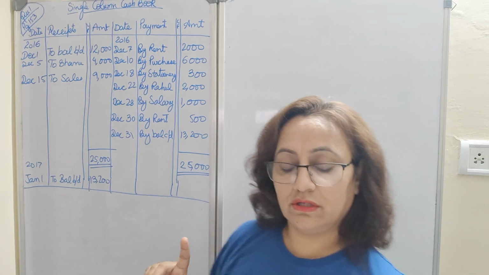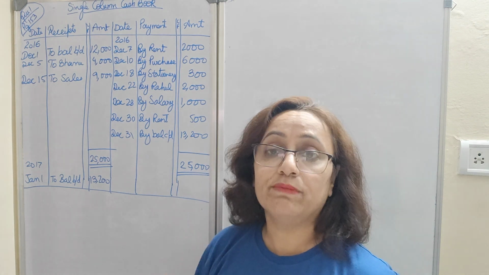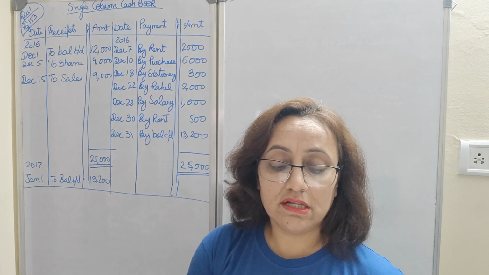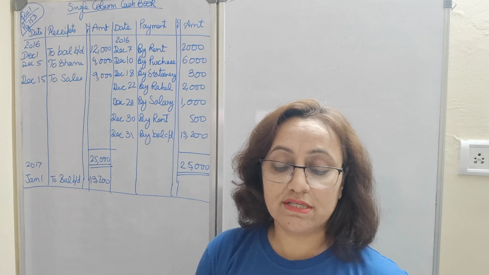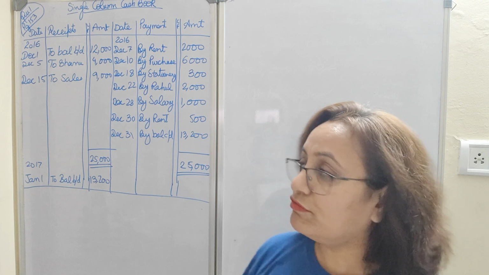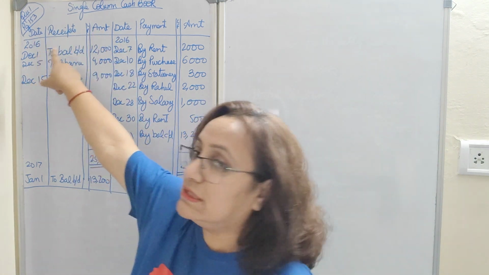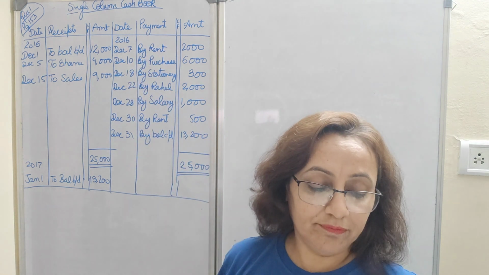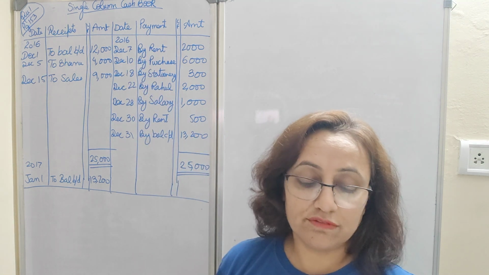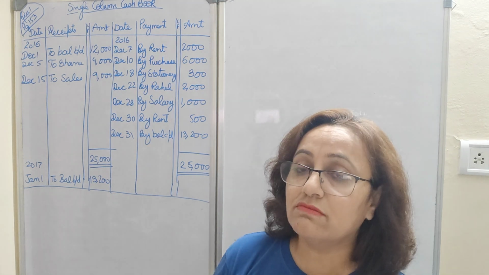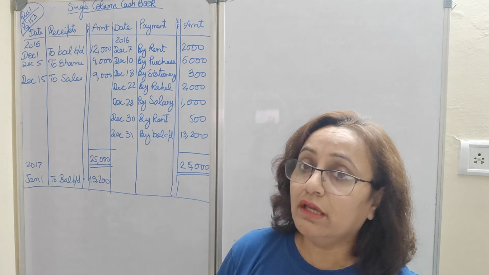I will read the first question on page number 153. Enter the following transactions in a simple cash book for December 2016. So the year for us is 2016, which I have written on both sides, the receipt side and the payment side. The first transaction of December 1 is cash in hand 12,000, meaning this is the opening balance with which I am going to start my cash book.